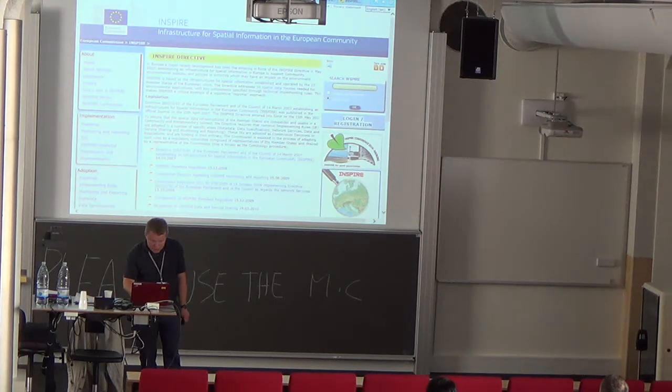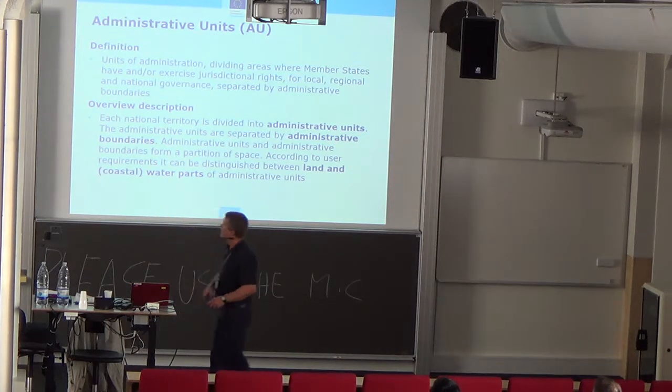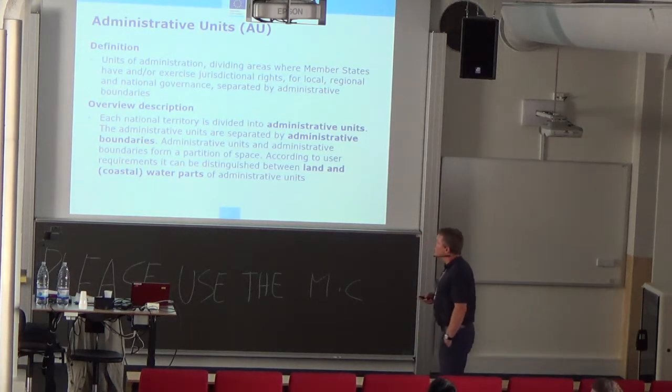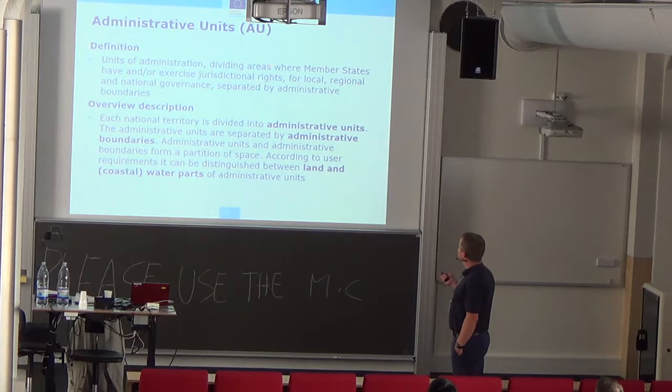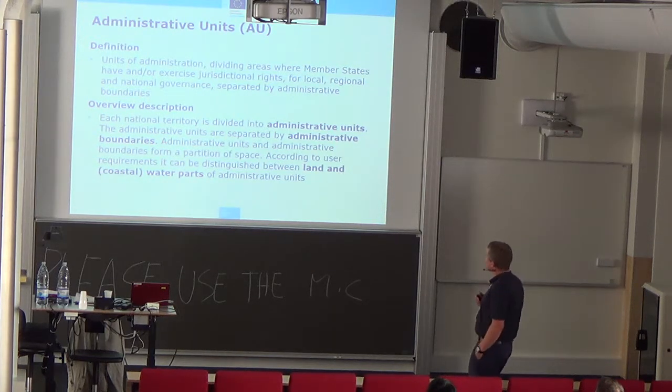but there are a lot of other themes which are not so simple, where you have a more difficult situation. What I have here, actually we saw already these administrative units, but the administrative units were changed. I don't know if you're aware of that, probably yes, some of you who are working on it. So the definition is that administrative units are units of administration dividing areas where member states have or exercise jurisdictional rights for local, regional, national governance, separated by administrative boundaries.